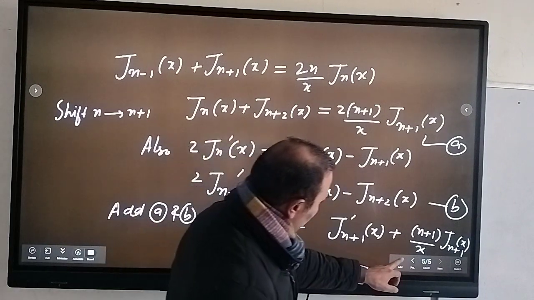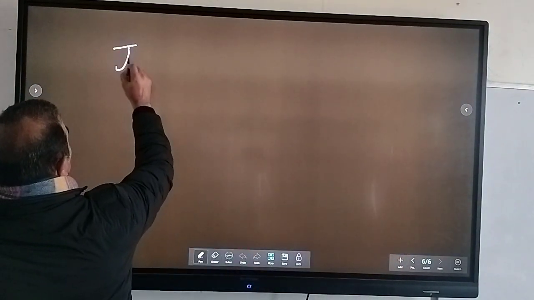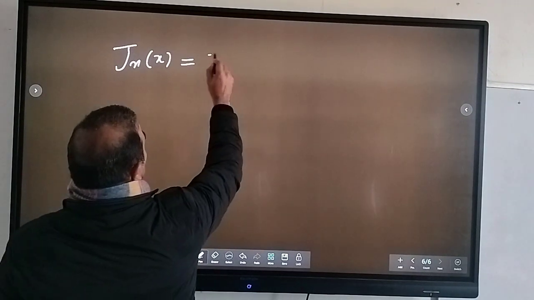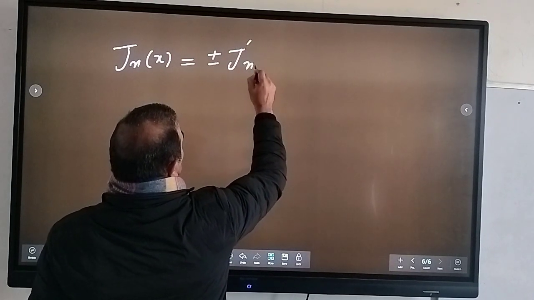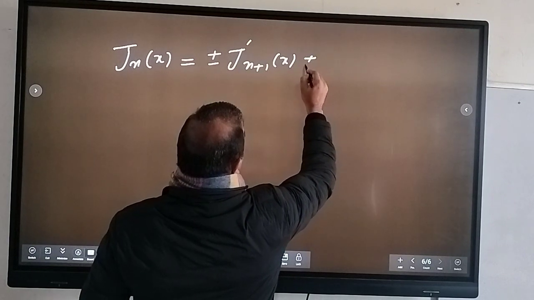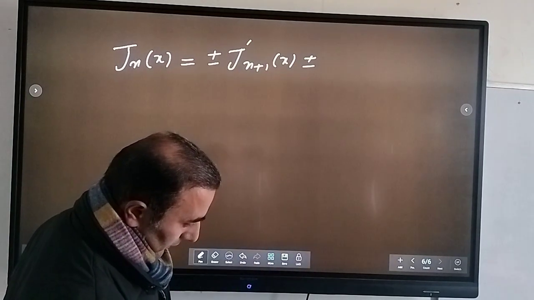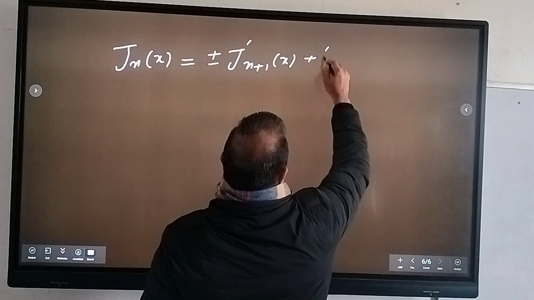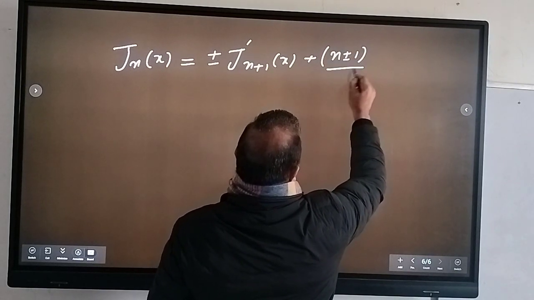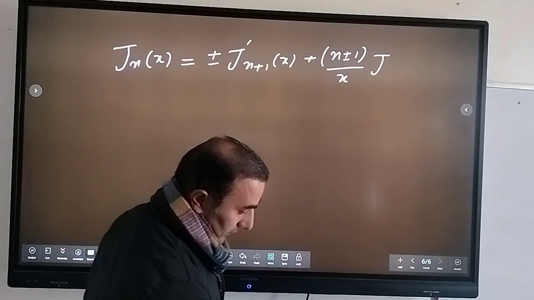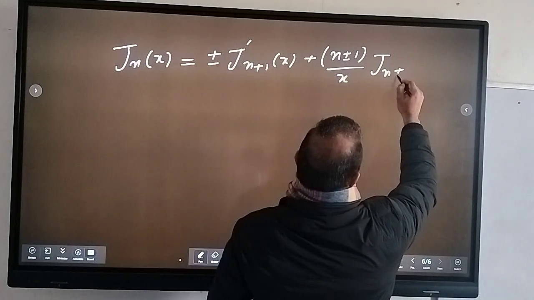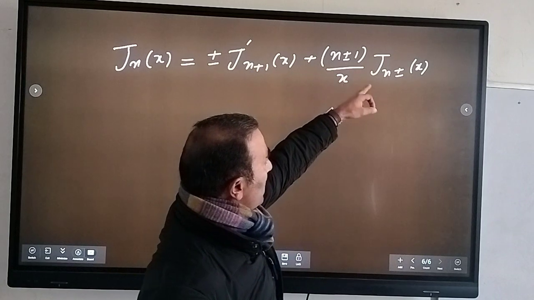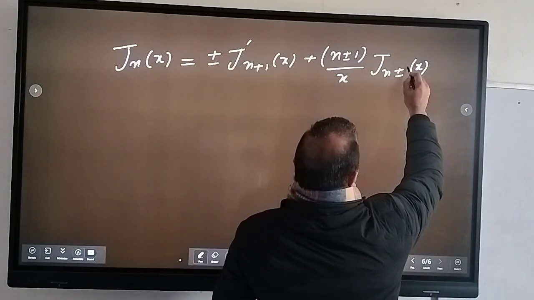So I can write that Jn of x can be written as plus minus J dash of n plus 1, plus minus, sorry, it should be plus here. This will be n plus minus 1 by x J of n plus minus 1. Because when you add them, the plus comes first here, and this will be n plus 1 here, it will be J(n+1) of x.